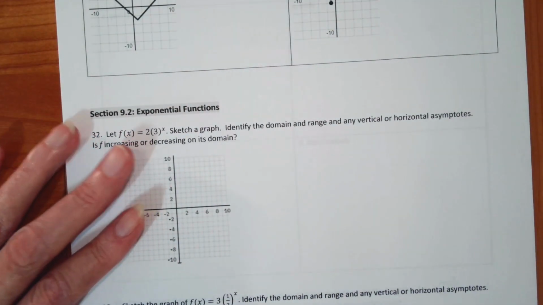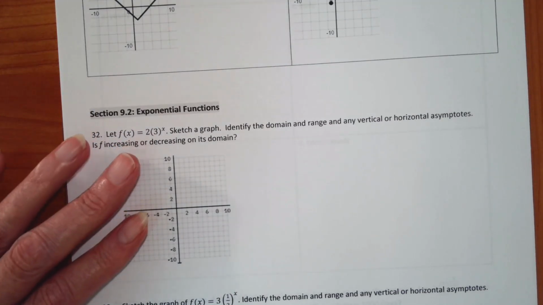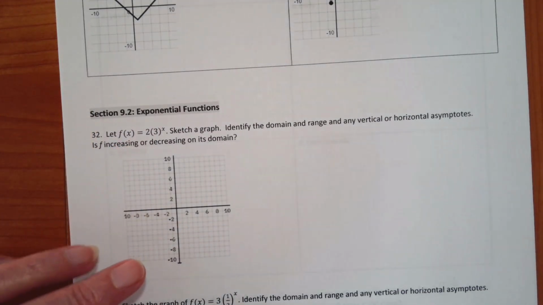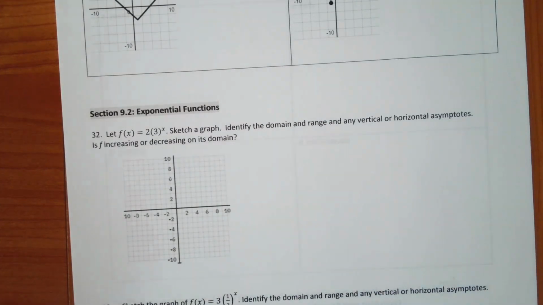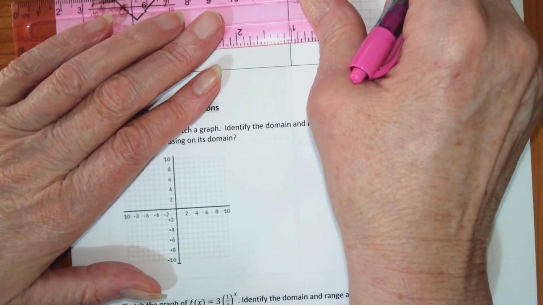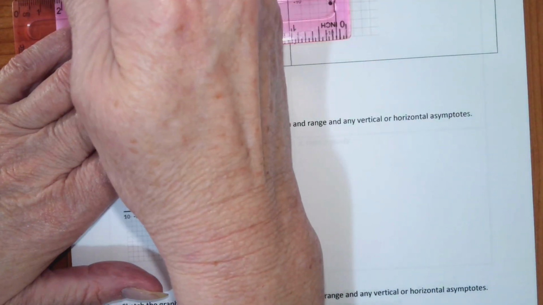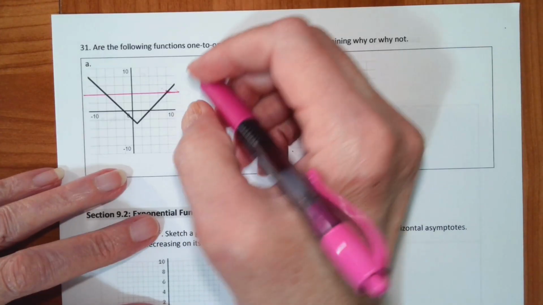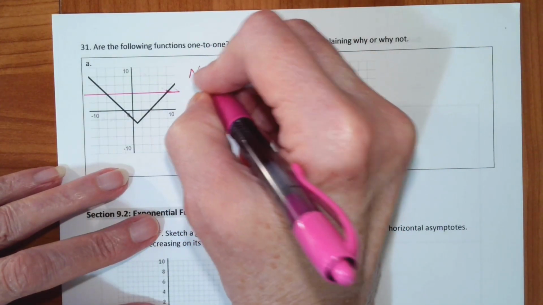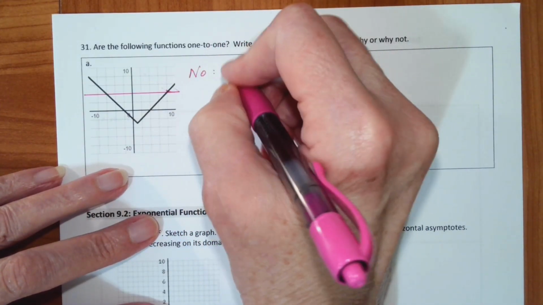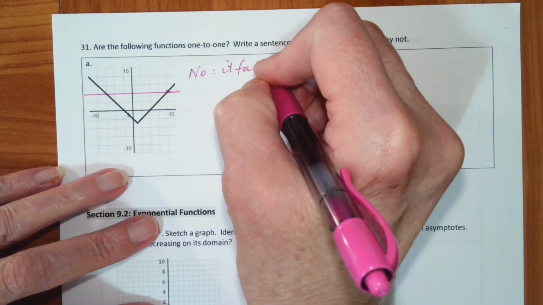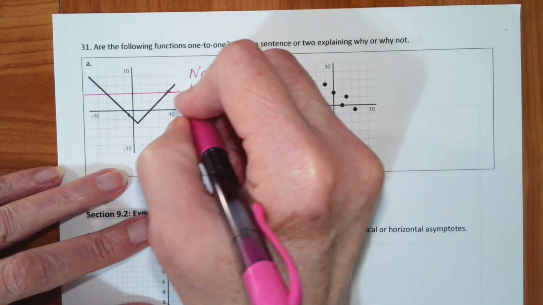Okay, are they one-to-one? Write a sentence or two explaining why or why not. Okay, so for my first one here, it fails the vertical line test. So this is no. It fails the vertical line test.